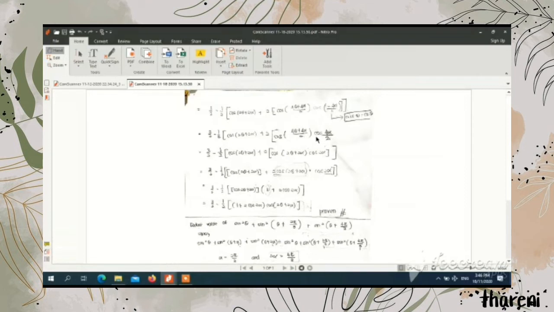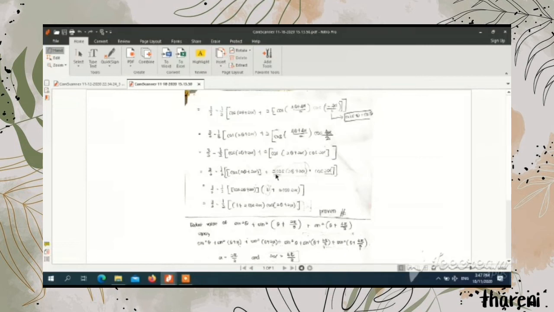So, we are going to simplify this equation, and then it will become 3 over 2 minus 1 over 2 cos 2 theta plus 2 alpha plus 2 cos 4 theta plus 4 alpha divided by 2. It will become 2 theta plus 2 alpha, and cos 4 alpha divided by 2 will become cos 2 alpha. So, 3 over 2 minus 1 over 2 cos 2 theta plus 2 alpha plus 2 cos 2 theta plus 2 alpha, times cos 2 alpha.